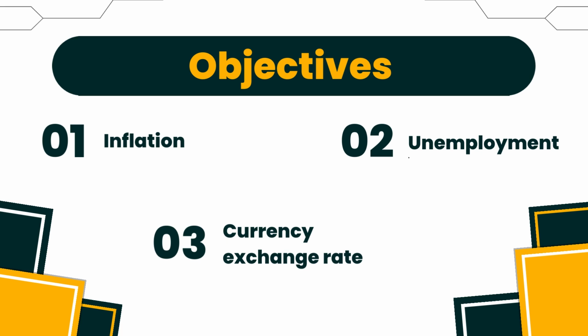Now, coming to the objectives, the first objective is inflation. The monetary policies can target the inflation levels. Low level inflation is considered to be healthy for the economy. If inflation is high, contractionary policies can address this issue. Second is unemployment. Monetary policies can influence the level of unemployment in the economy. For example, an expansionary monetary policy generally decreases unemployment because the higher money supply stimulates business activities that lead to expansion of the job market. And the third is the currency exchange rates.